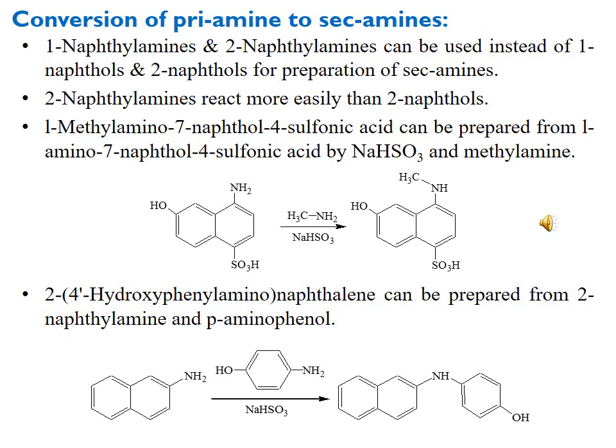Here are some examples. The first reaction is 1-methylamino-7-naphthol-4-sulfonic acid, which is treated with methylamine and alkylamine to form a secondary amine. Similarly, the second is 2-4-hydroxyphenylamino-naphthalene. It is prepared by the reaction of 2-naphthylamine and para-aminophenol. Here you can see the nature of the product, a secondary amine. The primary amines are converted into secondary amines.